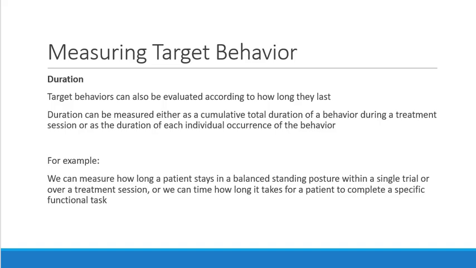Duration. Target behaviors can also be evaluated according to how long they last. Duration can be measured either as a cumulative total duration of a behavior during a treatment session or as the duration of each individual occurrence of the behavior. For example, we can measure how long a patient stays in a balanced standing posture within a single trial or over a treatment session, or we can time how long it takes for a patient to complete a specific functional task.